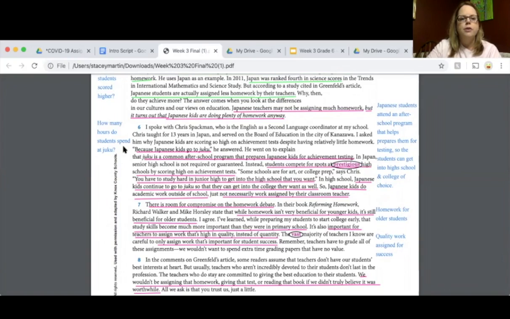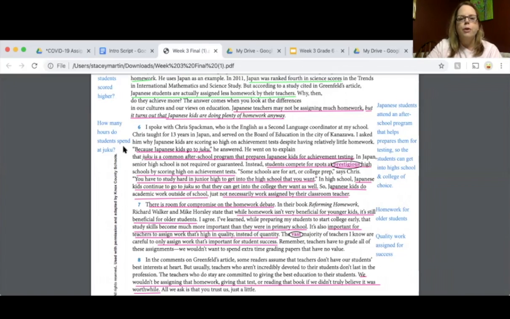In Japan, senior high school is not required or guaranteed. Instead, students compete for spots at prestigious high schools by scoring high on achievement tests. Some schools are for art or college prep, says Chris. You have to study hard in junior high to get into the high school that you want. In high school, Japanese kids continue to go to Juku so that they can get into the college that they want as well. So Japanese kids do academic work outside the school, just not necessarily work assigned by their classroom teacher.